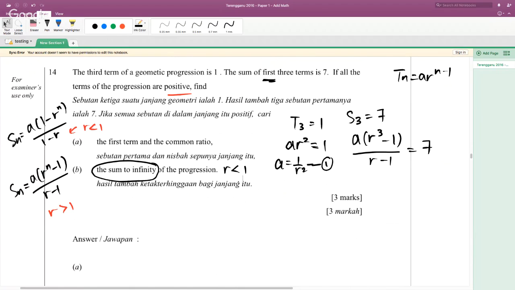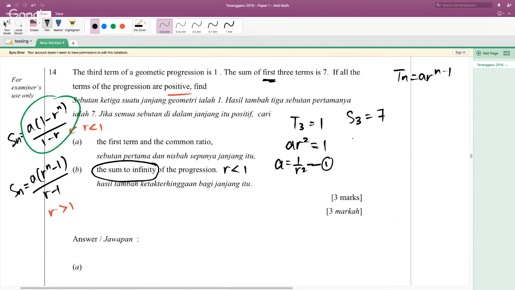If R is bigger than 1, there's no way you can do the sum of infinity because the value will be infinity. But if R is less than 1, your value will become smaller and smaller until it is very small, until the value won't affect your final answer, your summation. So therefore you can find the sum of infinity. In this case, I won't choose this formula because I see the sum of infinity in the second part. I will choose the first formula here.